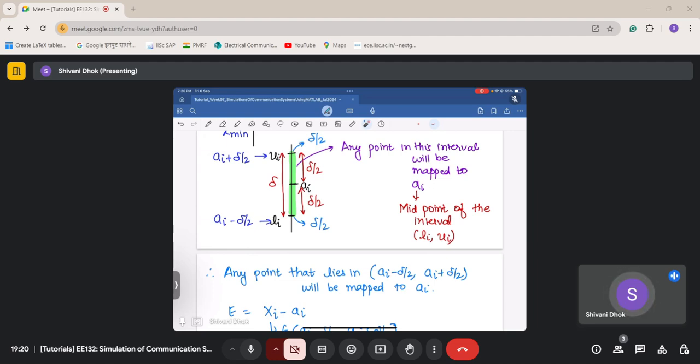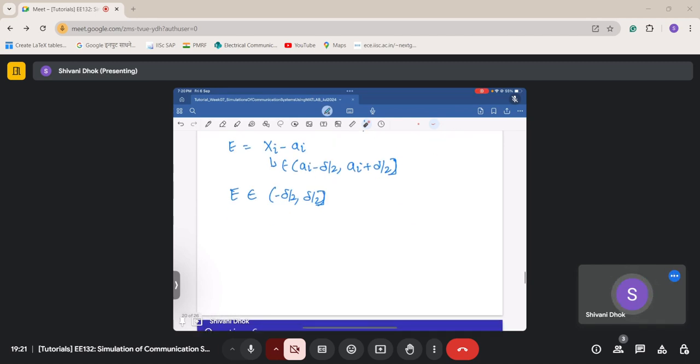Now your point xi can lie anywhere between these two values. You can pick any value here uniformly, which means that the error you will get in this particular quantization interval can take any value uniformly from minus delta by 2 to delta by 2. So with the same probability density, and this is a continuous random variable.